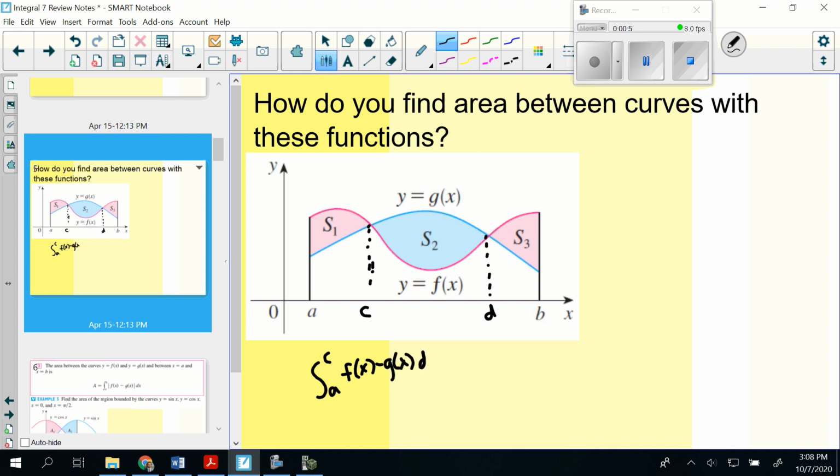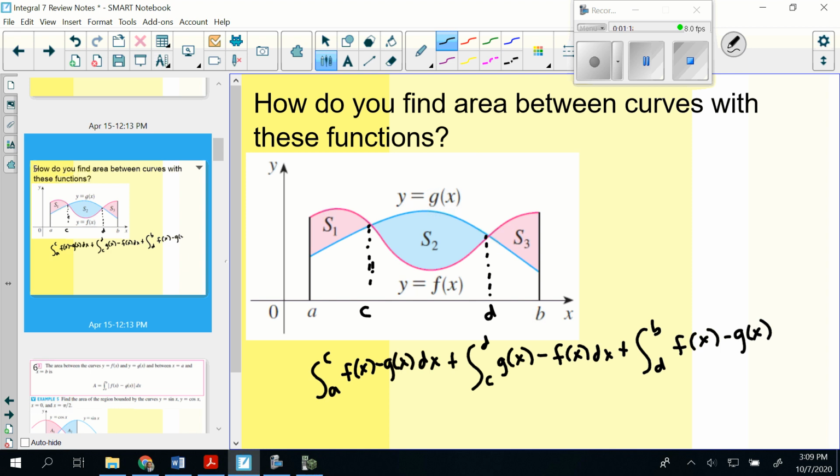We could do a second integral then from C to D, but now they're switched, so we want g first minus f of x. And then a third one from D to B, where f is back on top minus g of x. So that's one way to handle it.